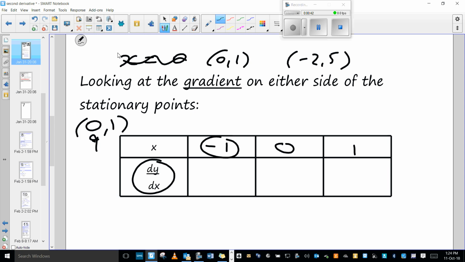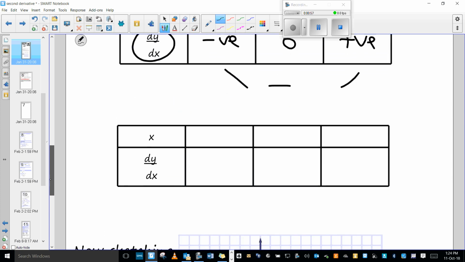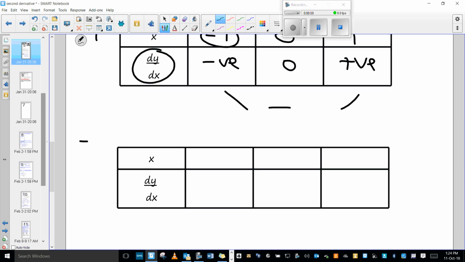So we look at the gradient, we found that this was a negative value, didn't we? And we know when it's 0, it's 0, and this was a positive gradient, so it was a minimum point. So we're going to do the same thing now with (-2, 5). So -2 goes here, we know that that gradient is 0. A little bit to the left of that would be -3, and here, -1.